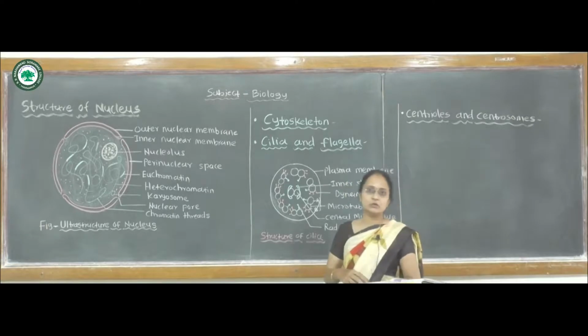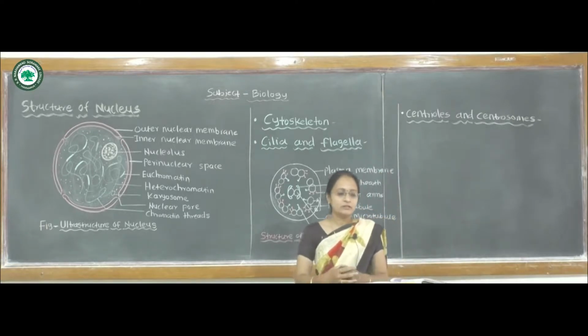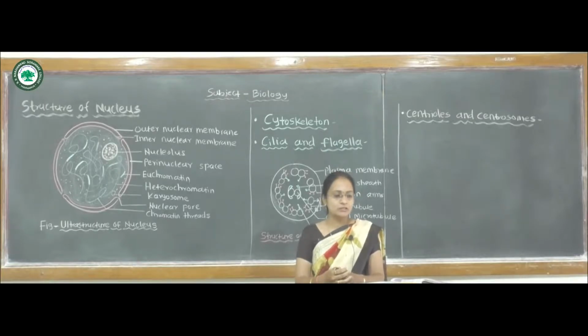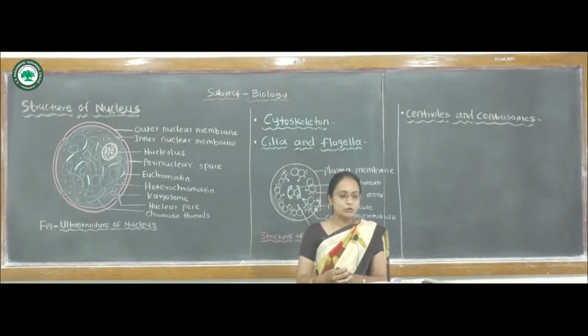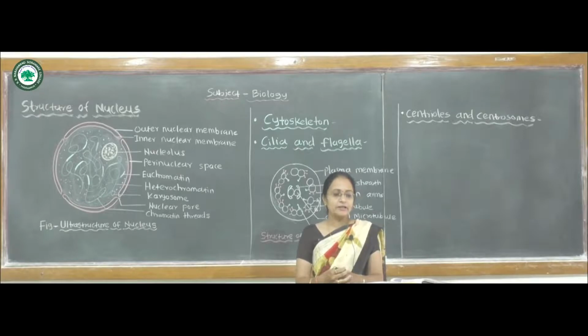What is that? Cytoskeleton. Here this cytoskeleton consists of microtubules, microfilaments and intermediate filaments. These microtubules are made up of the protein tubulin. Microfilaments are made up of actin, and intermediate filaments are made up of fibrous protein.